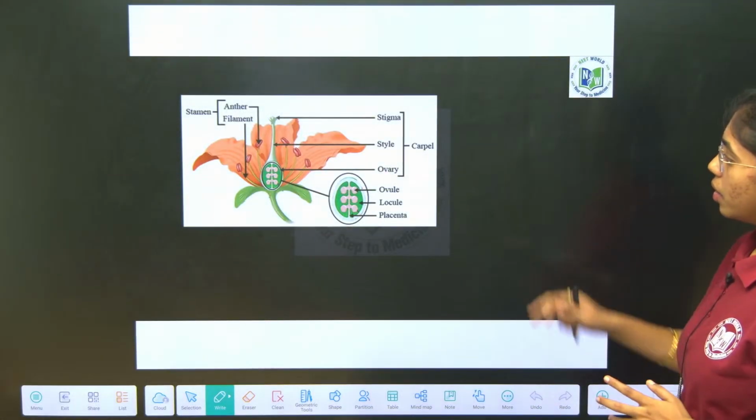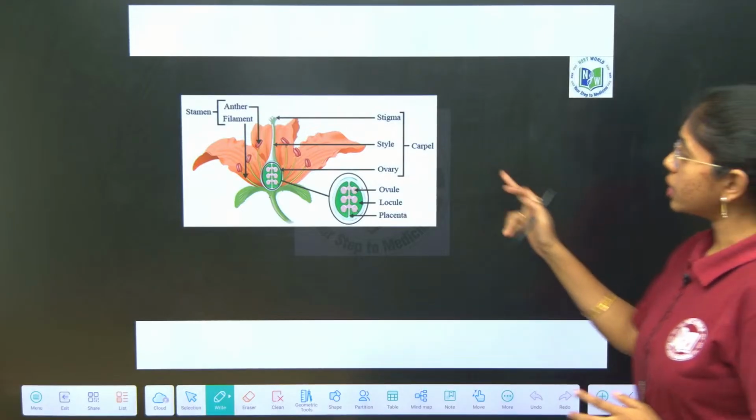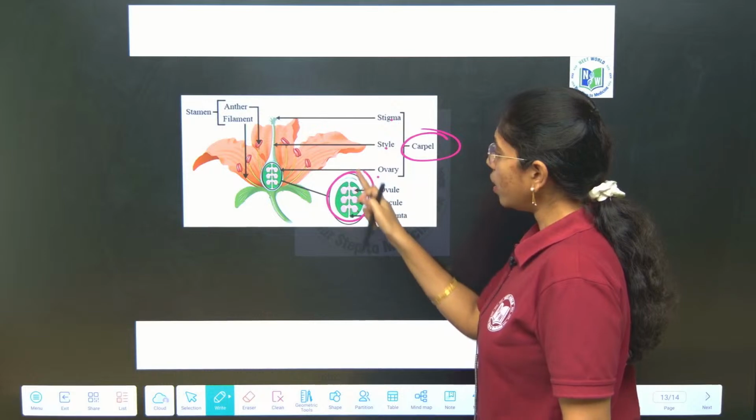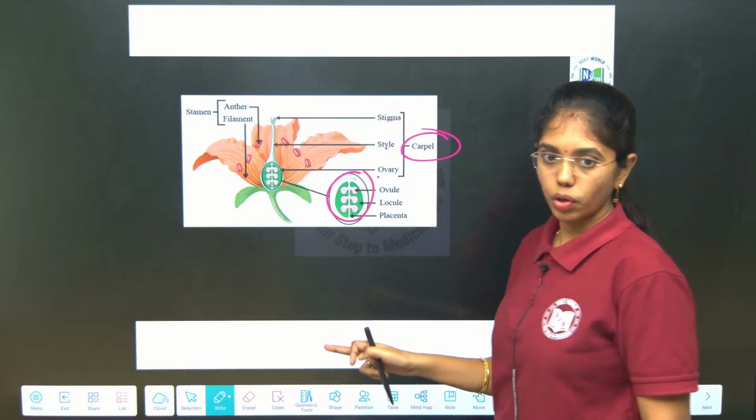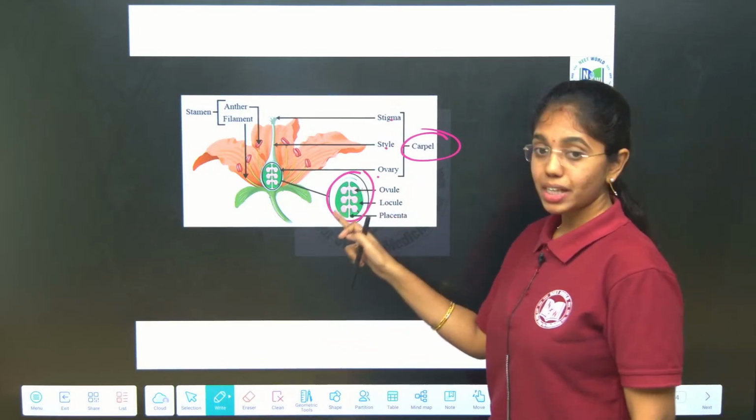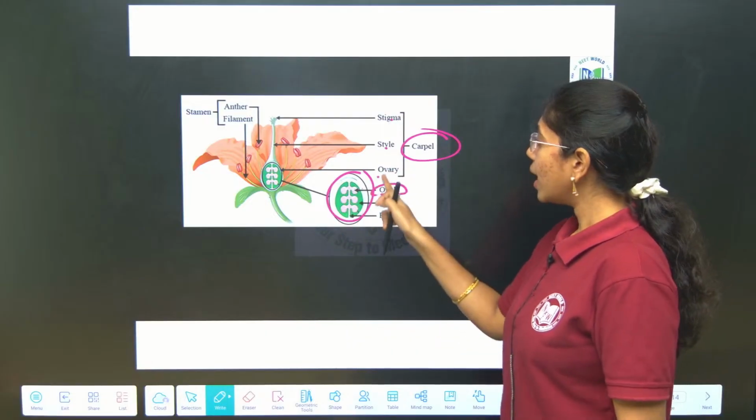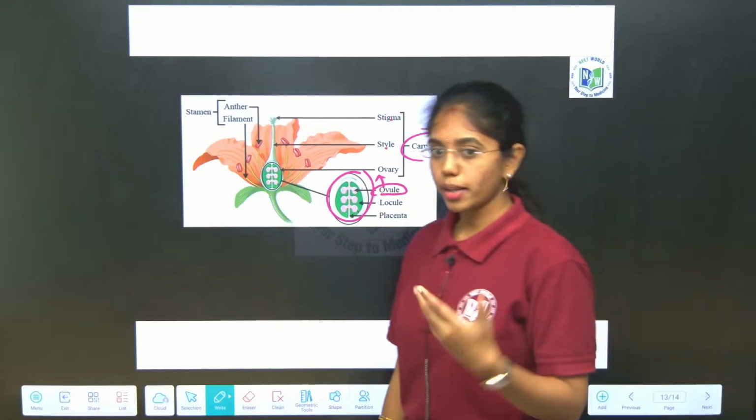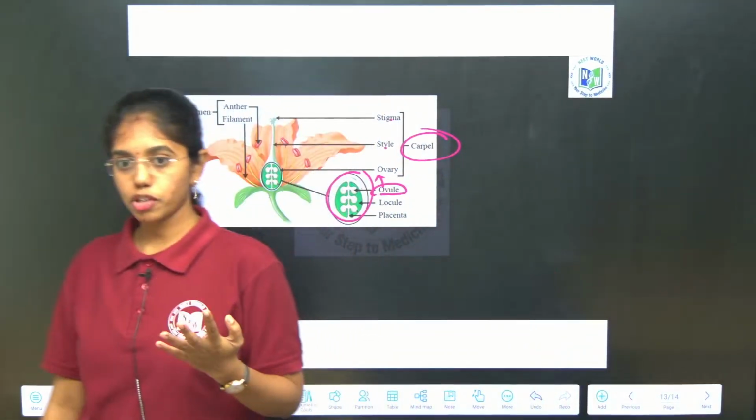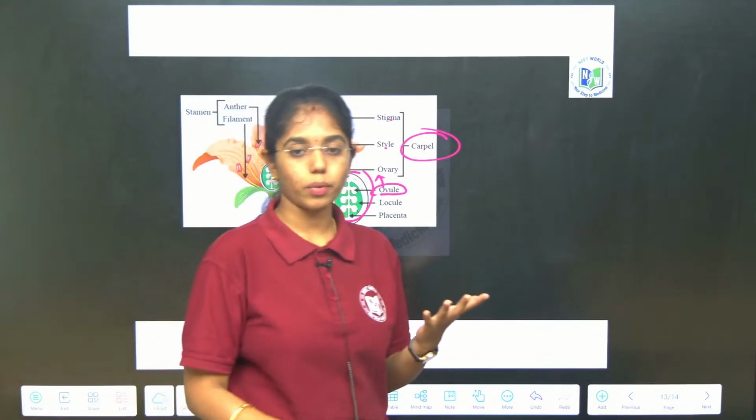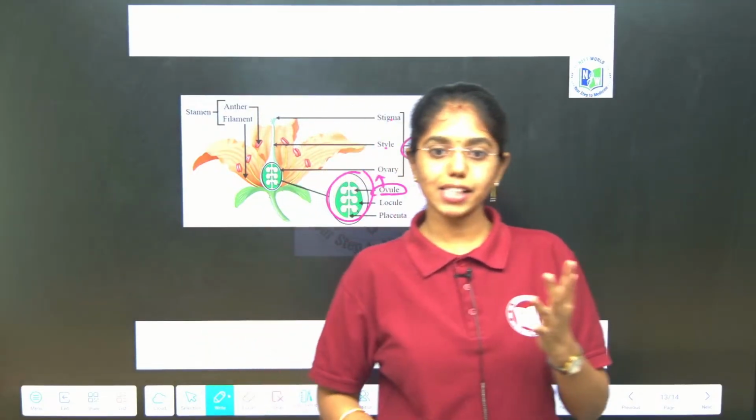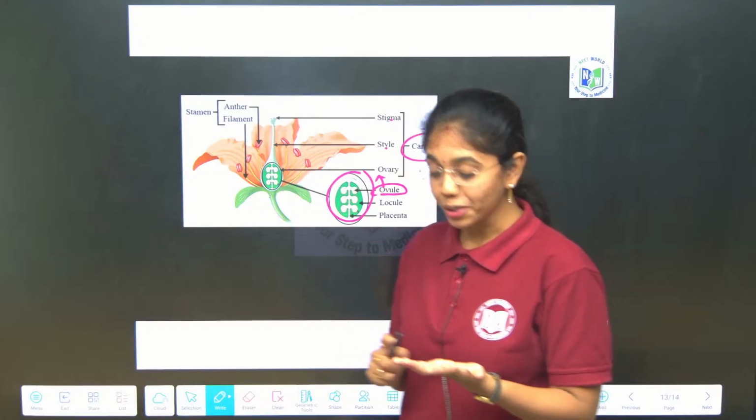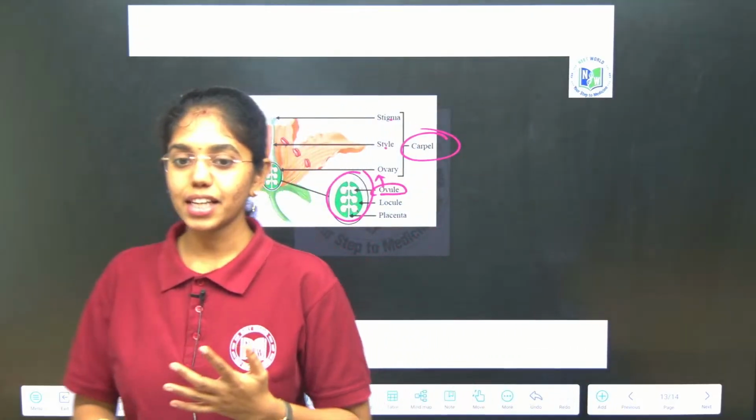Here you can see stigma, style and ovary in a single carpel. Inside ovary, ovules were placed. The arrangement of ovules inside the ovary is called placentation. Let us quickly recall the placentations. We have 5 types of placentations, right? What are they? Marginal, axial, parietal, free central and basal. Very good, Abdul.